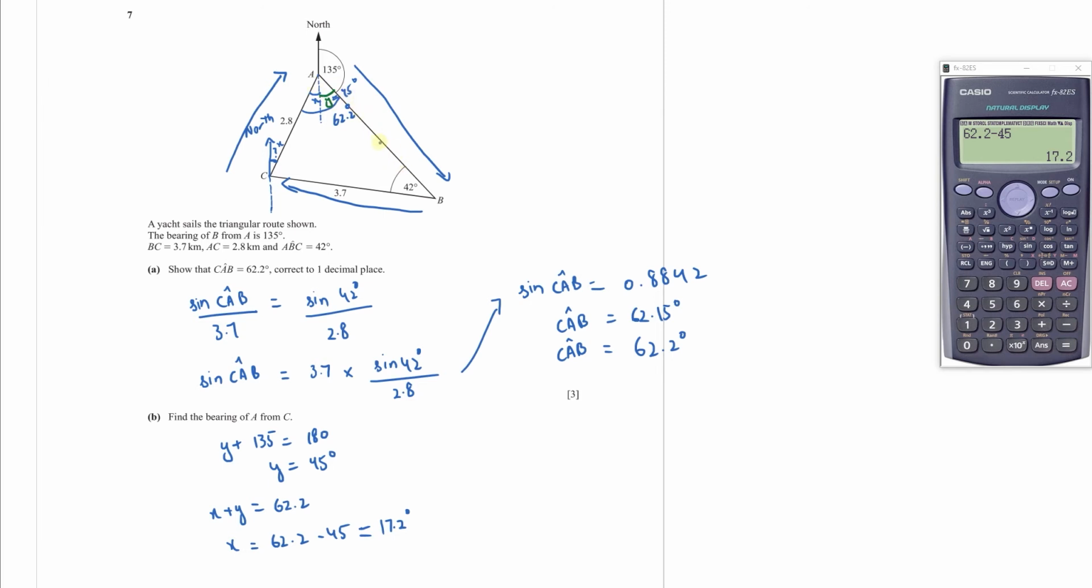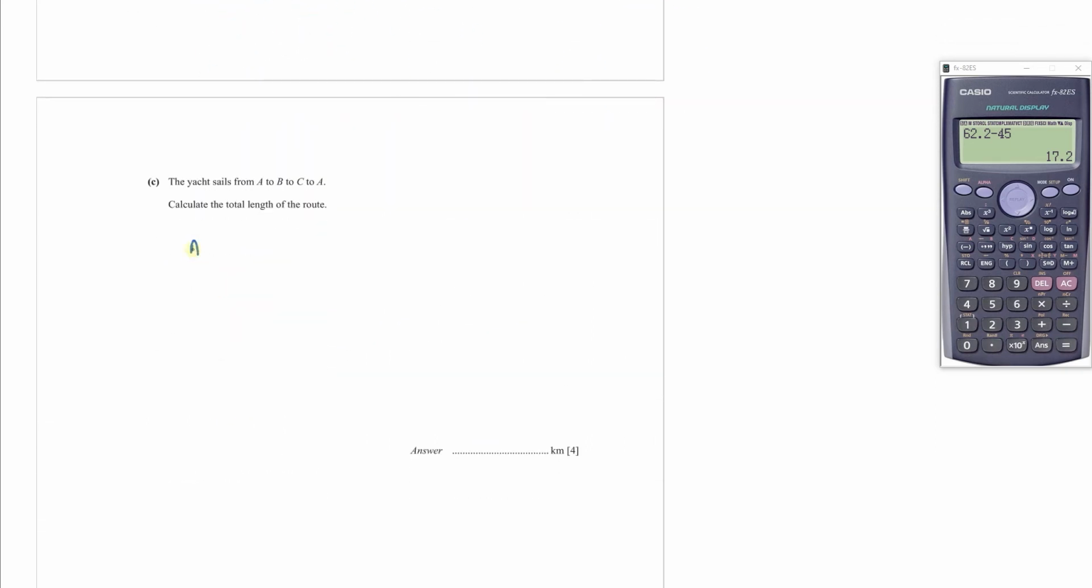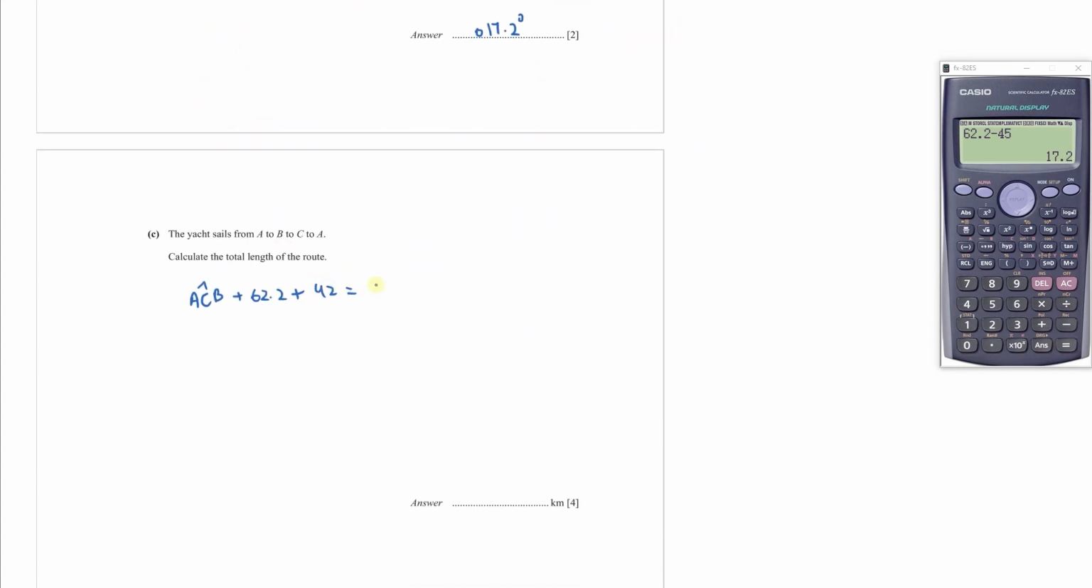So we can again use the sine rule, but the angle opposite this distance, or this line AB in this triangle, is ACB, which is unknown. But we know the other two angles in the triangle. This angle is 62.2. This angle is 42 degrees. So we can calculate this, and then using the sine rule, we can calculate this length. So let's first calculate angle ACB. So ACB plus 62.2 plus 42 should equal 180.